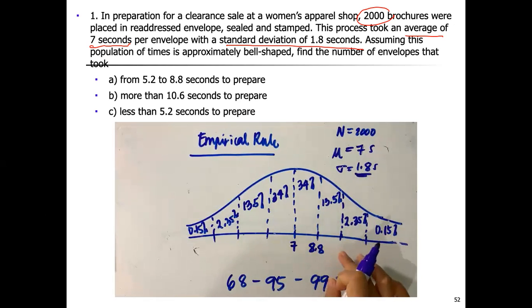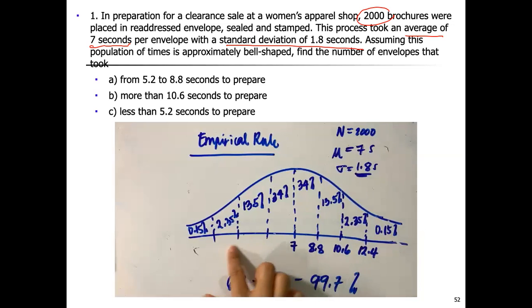In the same manner, for 2 standard deviations from the mean, I'm simply going to add 1.8 to the previous interval that we have here. So 8.8 plus 1.8 is equal to 10.6. In the same manner, 10.6 plus 1.8 will give me 12.4.